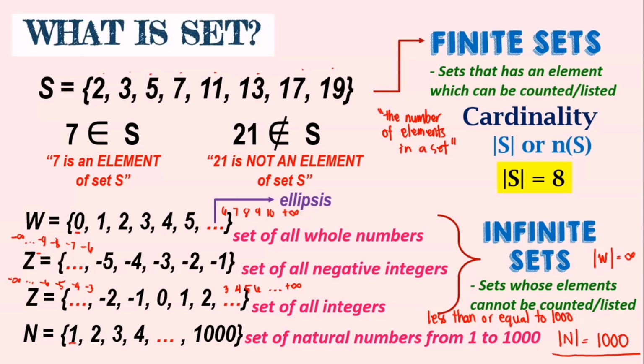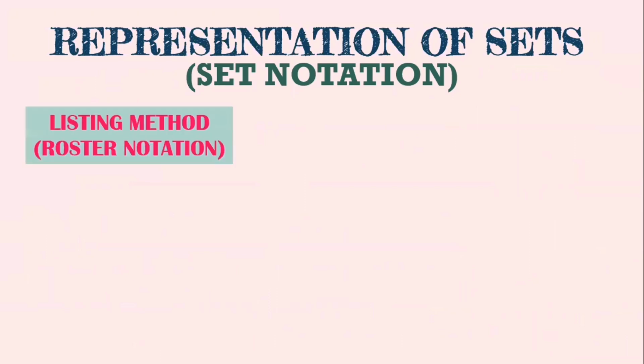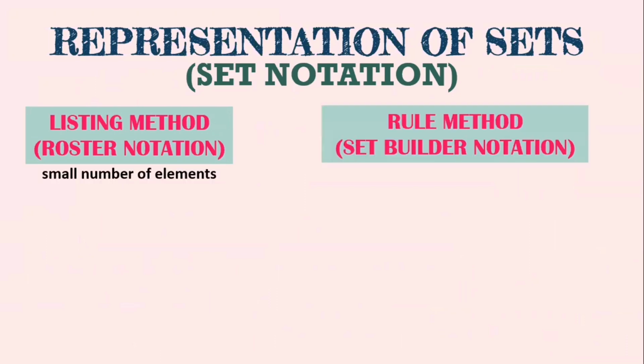Okay, now, pag-usapan naman natin ang ating set notation or paano natin i-represent ang mga sets natin. So, we have 3 methods. Number 1, we have listing method or tinatawag nating roster notation. Ginagamit natin to kung ang mga number of elements natin ay mababa lang naman. Number 2, we have rule method or tinatawag nating set builder notation.